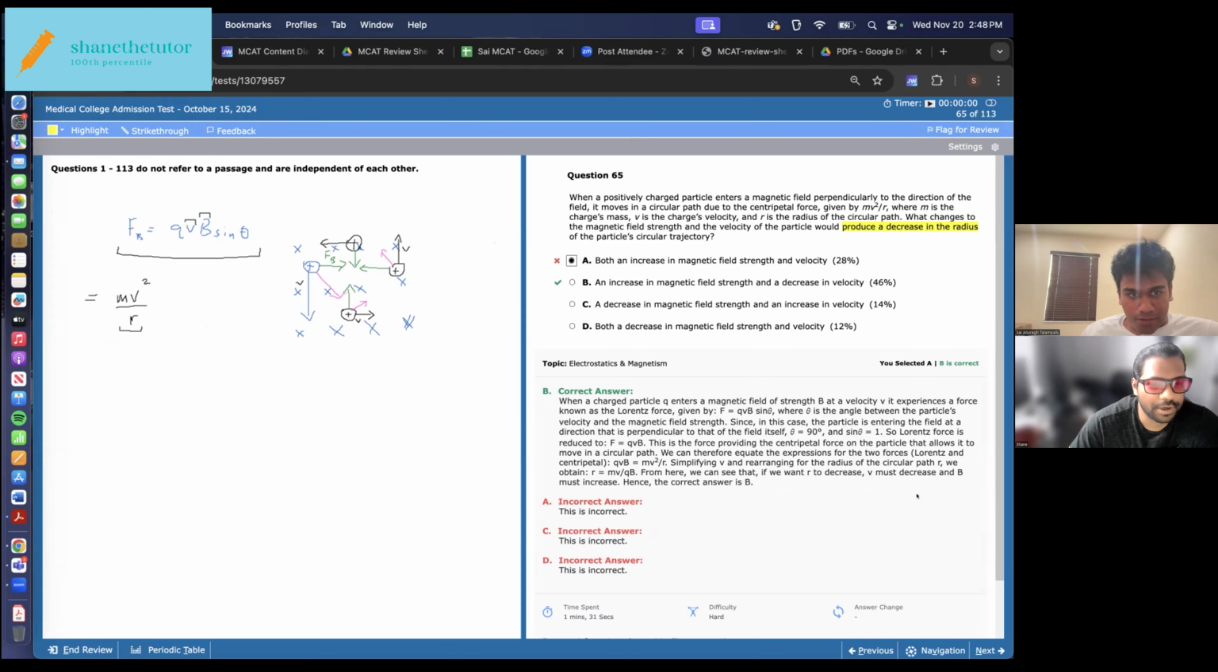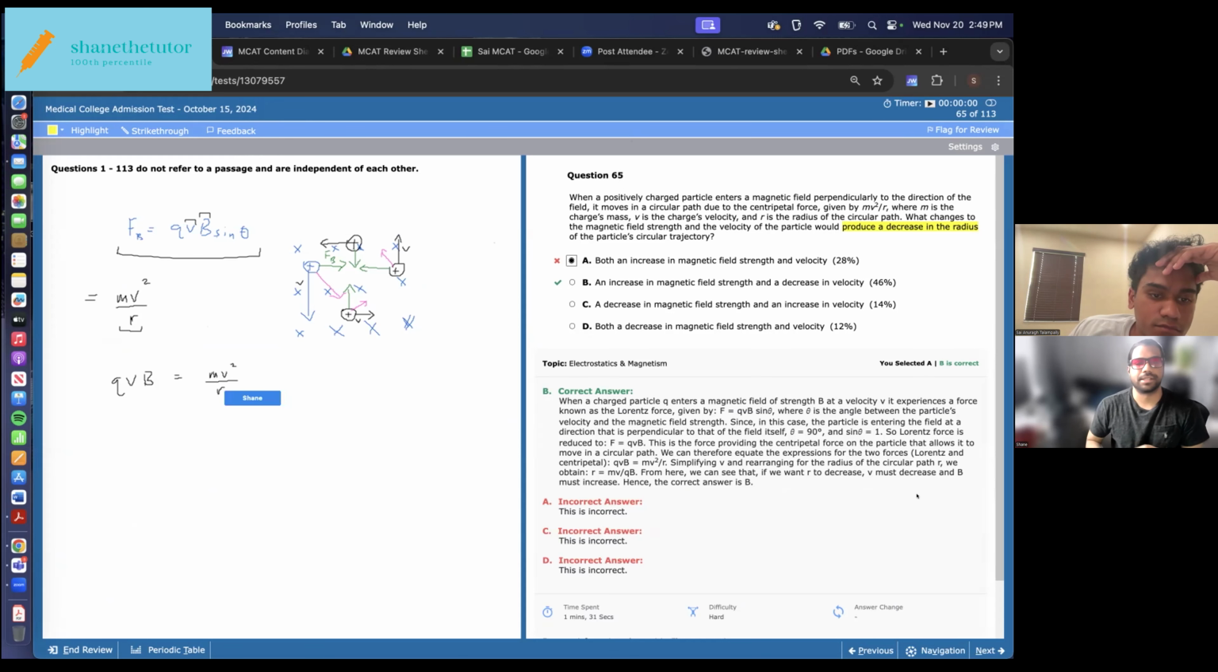Let's solve for radius. So I'll write this again. QVB, it's going to be perpendicular, so I'm not writing the sine. And then we can say that's equal to mv squared over r. Because we've got to solve for the magnetic field, right? So that'd be B. We could actually just divide both sides by v to get this, right? So you get mv over qr.